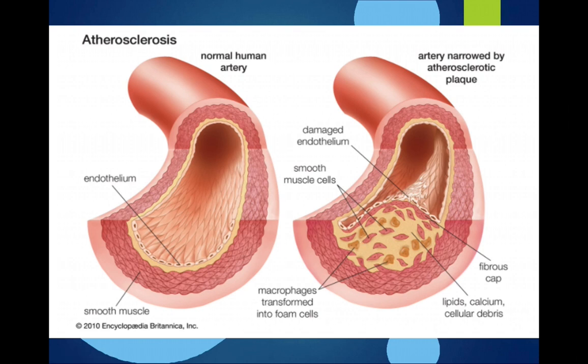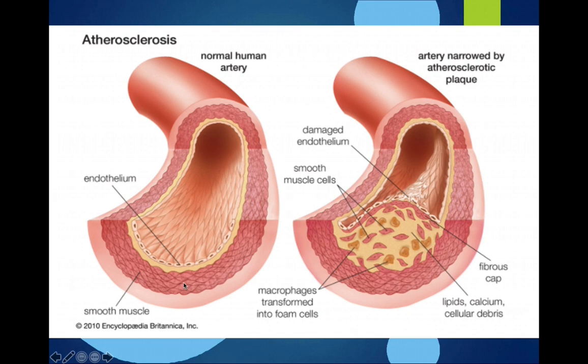The monocytes are now called macrophages, but the exact macrophage is referred to as a foam cell after it engulfs the oxidized LDL. It's called a foam cell. And then you start to get an accumulation of lipids, calcium, cellular debris, an accumulation of all of these foam cells start to build up and create a hill.